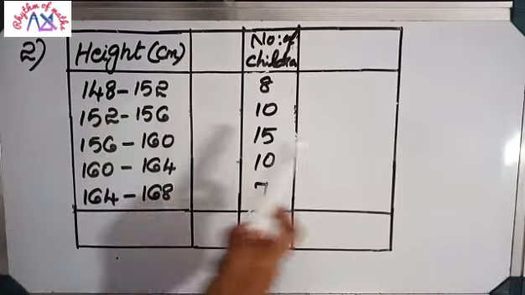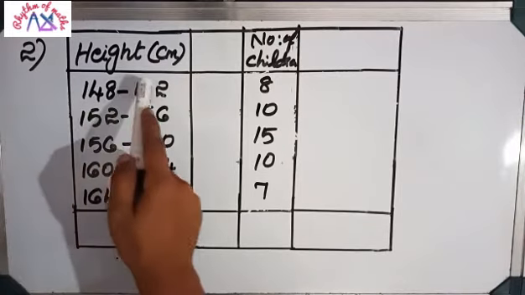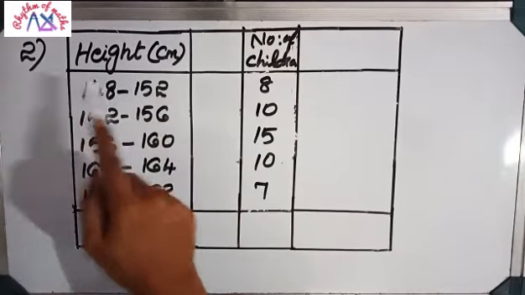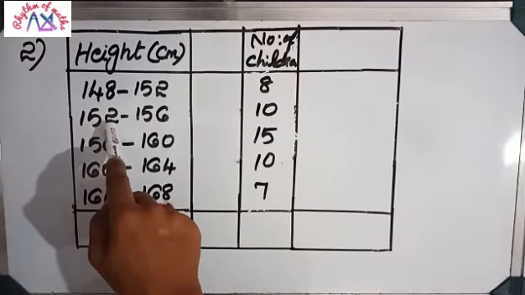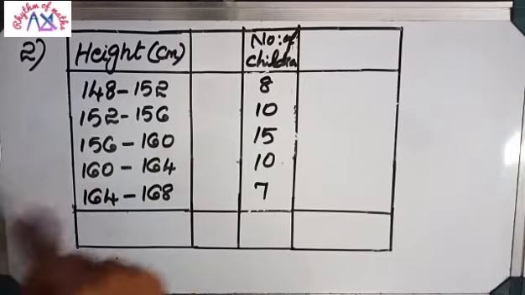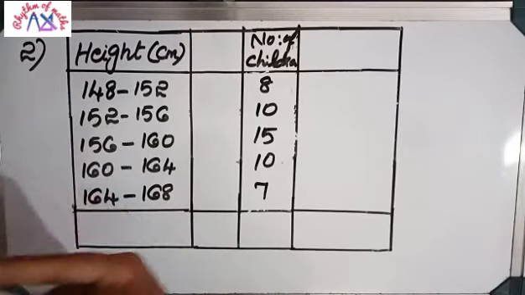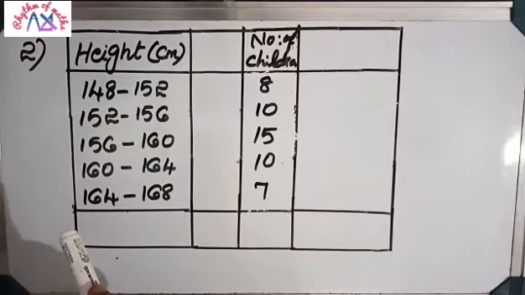Here a frequency table is given. 148 to 152 centimeter height has 8 students. Now 10 students have 152 to 156 centimeter height. It can be any number in between these. So this is the data given. The question is, what is the average height, or mean height? From now onwards it is mean, not average. So what is the mean height?